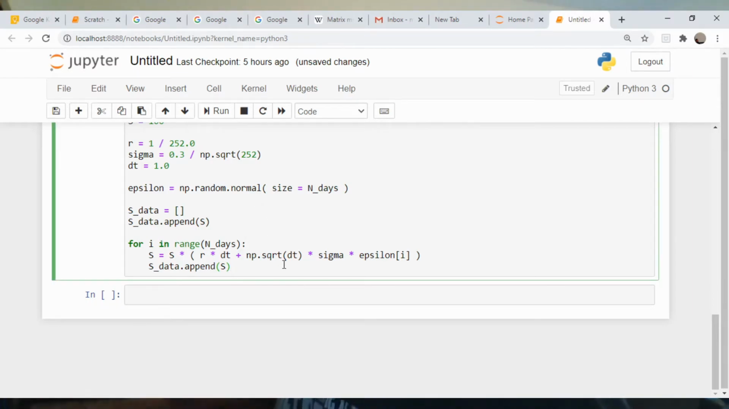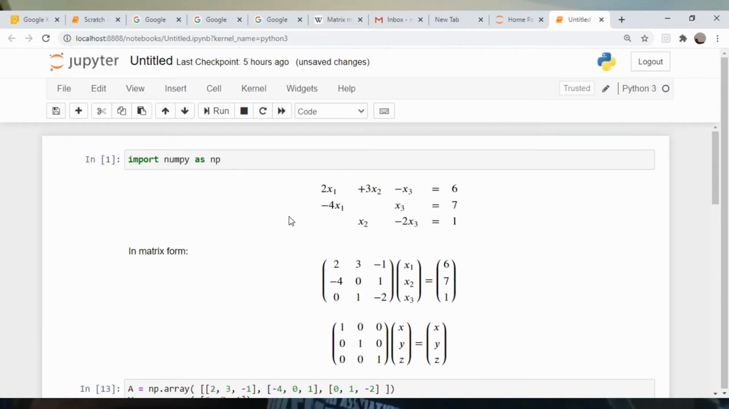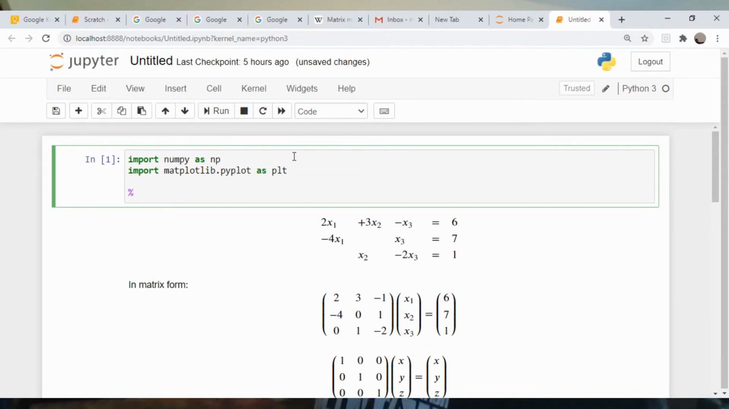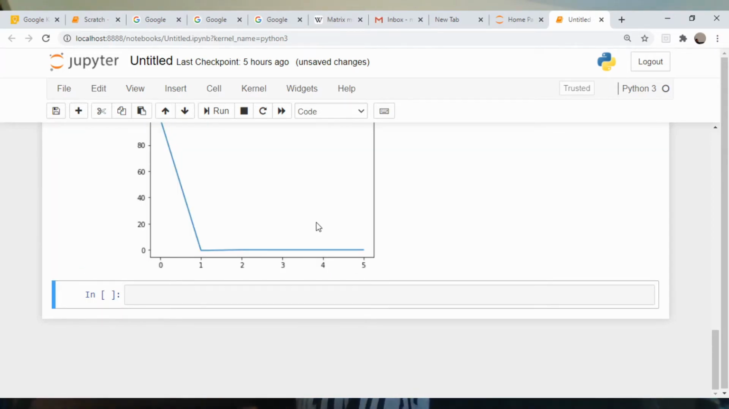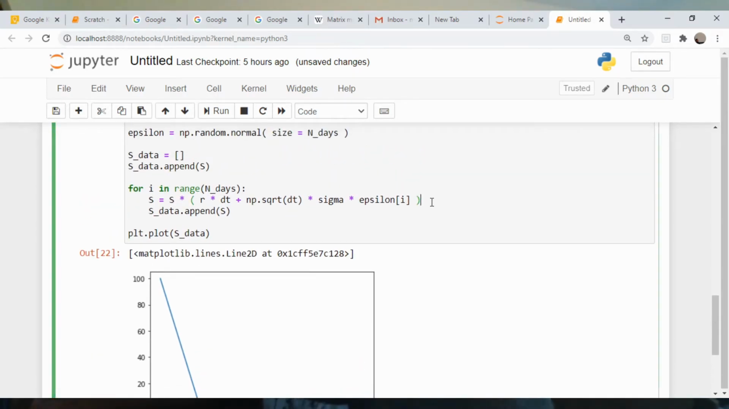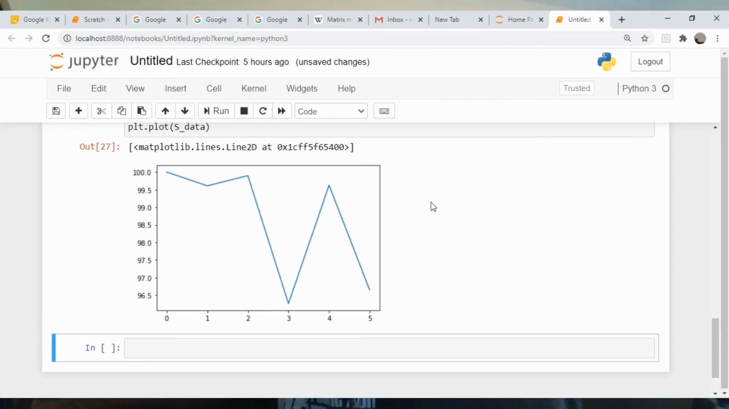Okay, so let's plot this out. plt.plot. I need to import the plotting library too, so let's plot sdata. Oops, what's going on? Oh, I know, this is the percent change, so we need to add that to the original stock price. There we go, that looks reasonable.